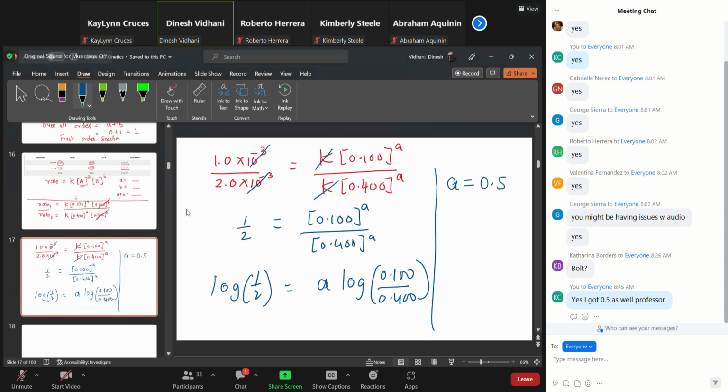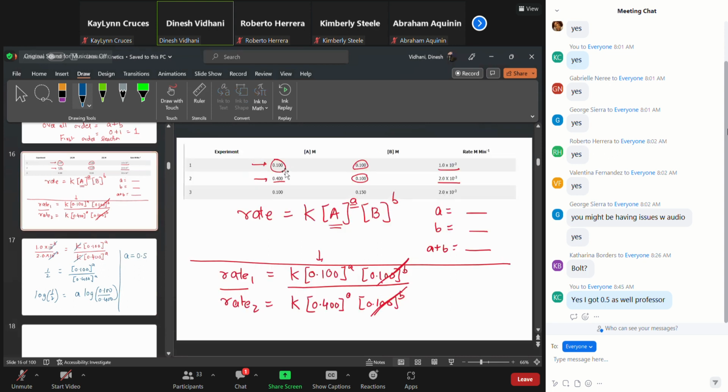And that makes sense because if you see here, you are increasing by 4 times, but the rate is jumping only by 2 times. So the order of reaction should be half over here. So now you can see a fractional order reaction. So it does not have to do with the coefficients that you write in the balanced equation. Now, let's see what we get when you try to find the order of reaction in your B.